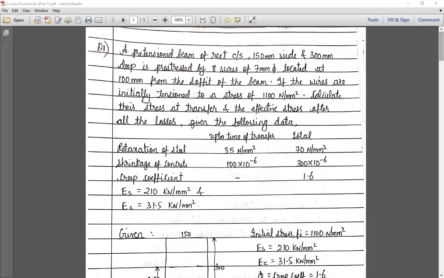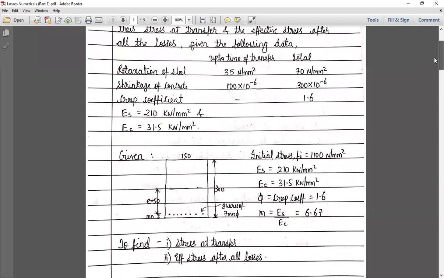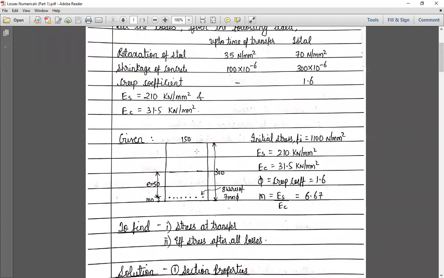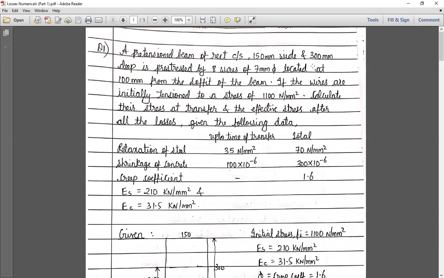So what we have to find out: calculate stress at transfer and effective stress after all the losses. Okay, two things we have to find out. Now let us go through the solution. So this is the given data. Whenever the particular cross section is given in the question, always first draw the cross section. Show the details whatever is given, and then proceed. So that is always a better practice.